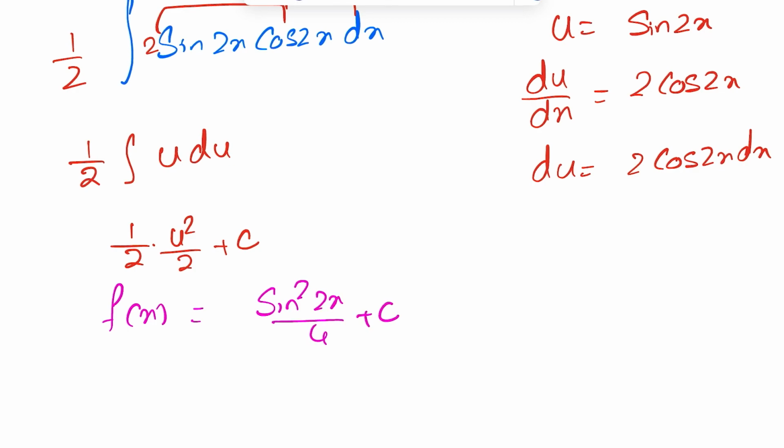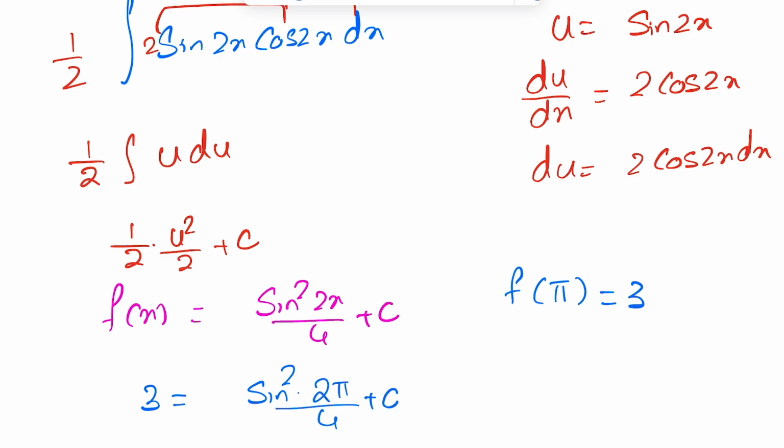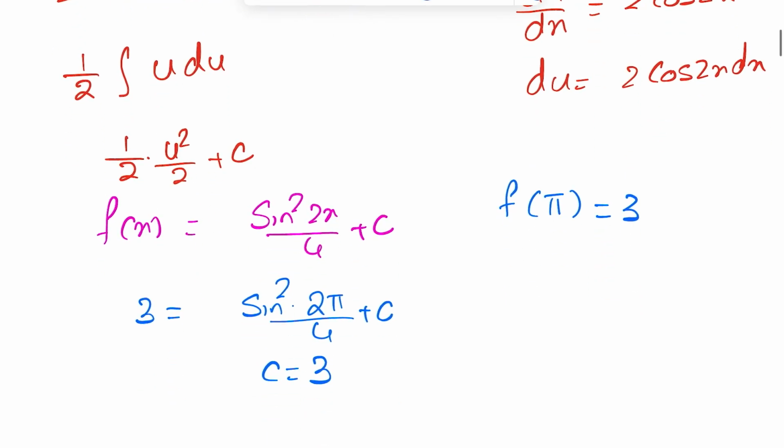But in the question, what has been given? It has been given that f of pi equals 3. So 3 equals sine squared 2 pi over 4 plus c. This gives me the c value as 3. So the final answer is f of x equals sine squared 2x over 4 plus 3.